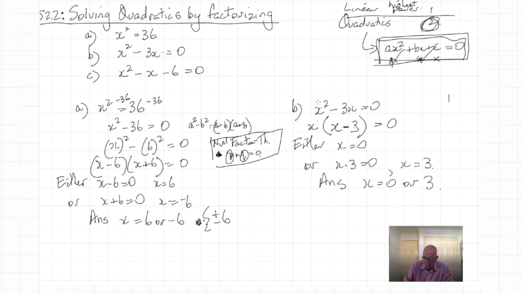If you put 0 in there, you get 0 minus 0, which is equal to 0. If you put 3 in there, you get 9 minus 9, you also get 0. Alright, so that's how to do the first two.